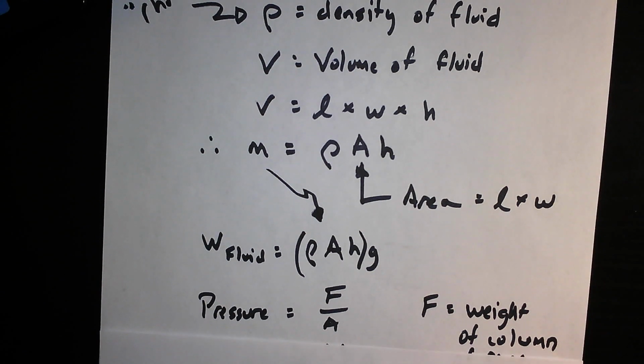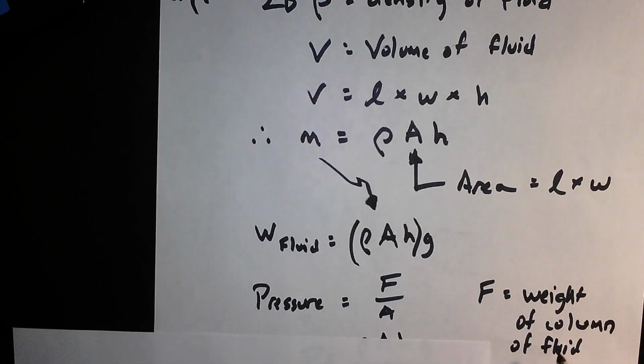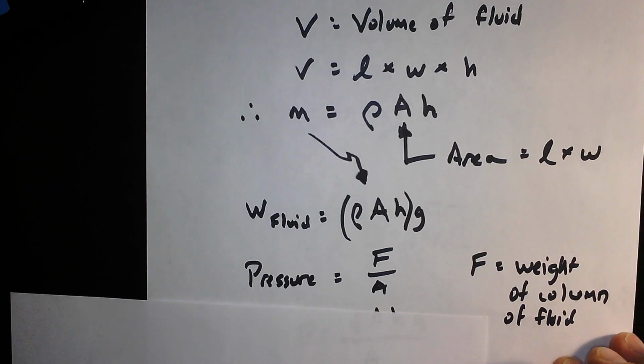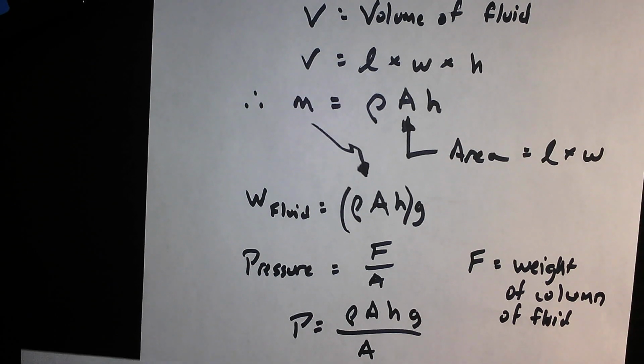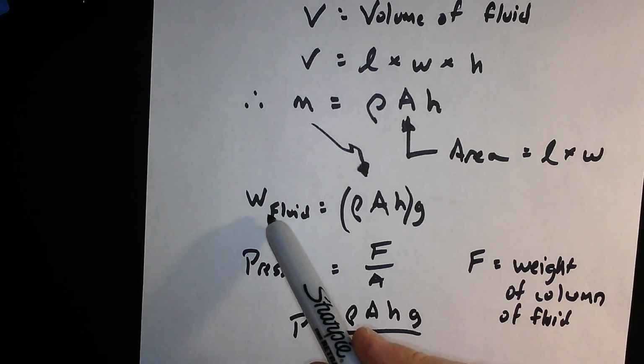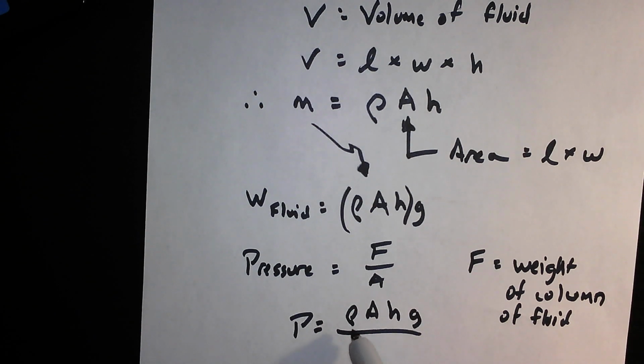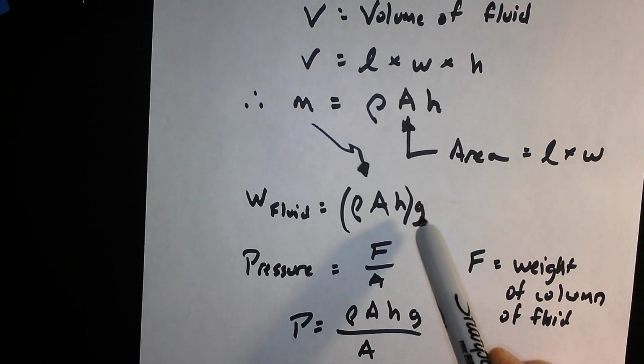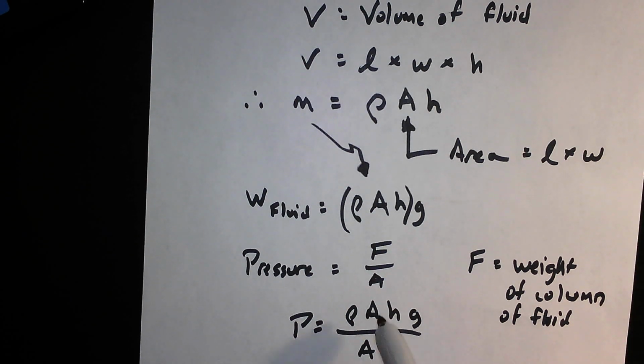Pressure is force over area. In this case, the force is the weight of the column, the rectangle of fluid that's pushing down on the object. Now I'm just going to substitute this W here for the force, and I get rho AHG. This is rho AHG, that's right here. And so this is weight of the fluid divided by area, and this is area of the force pushing on the object. So this would be the area of the object.